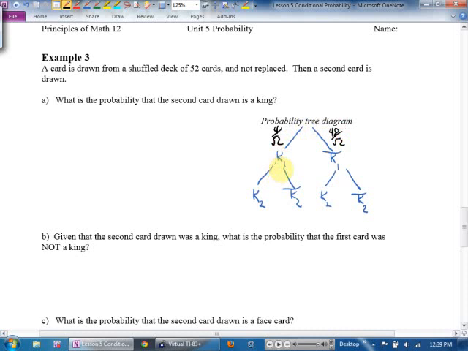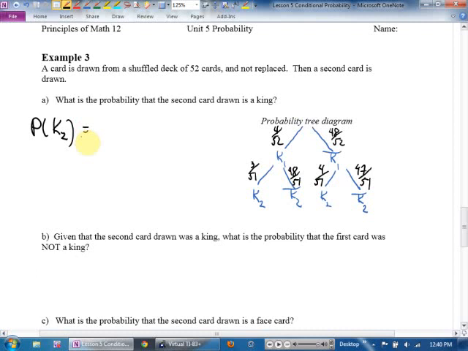All right, down this branch, we picked a king. How many kings are now left in the deck? Out of? How many non-kings? 48 out of 51. Now here, I didn't get a king. How many kings are left in the deck? 4 out of 51. How many non-kings? 47 out of 51. Okay, we got our tree. And trust me, the trees get pretty quick to draw. They want the probability of king 2. How many branches end in king two? Two of them. Multiply down, add across.